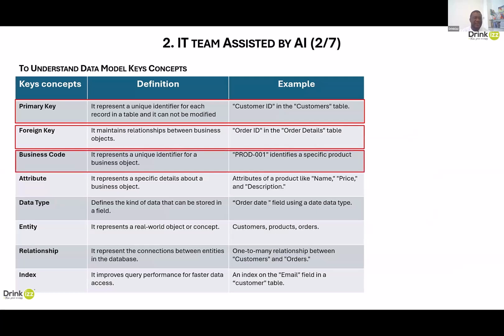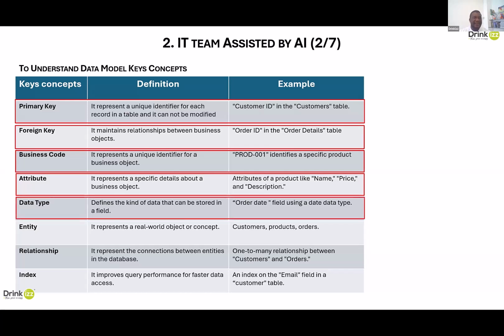Business code, what is it? It represents a unique identifier for a business object. For example, code 001 identifies a specific product. Attribute, it represents specific details about a business object. For example, attributes of a product like name, price, and description. Data type, it defines the kind of data that can be stored in a field. For example, the order date field uses a date data type.